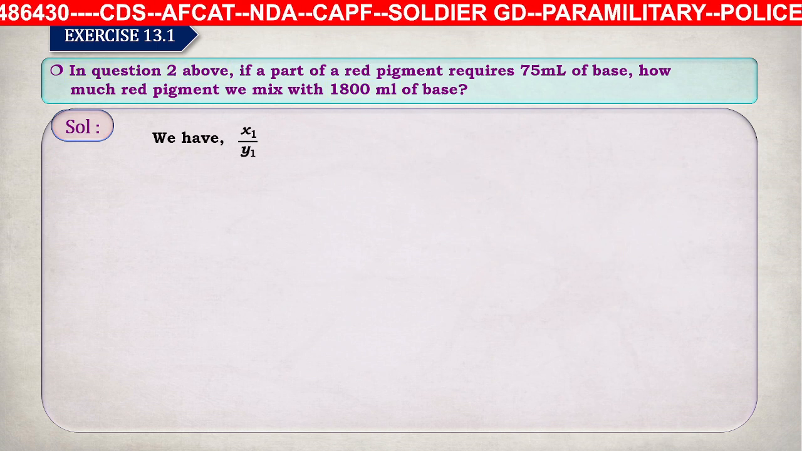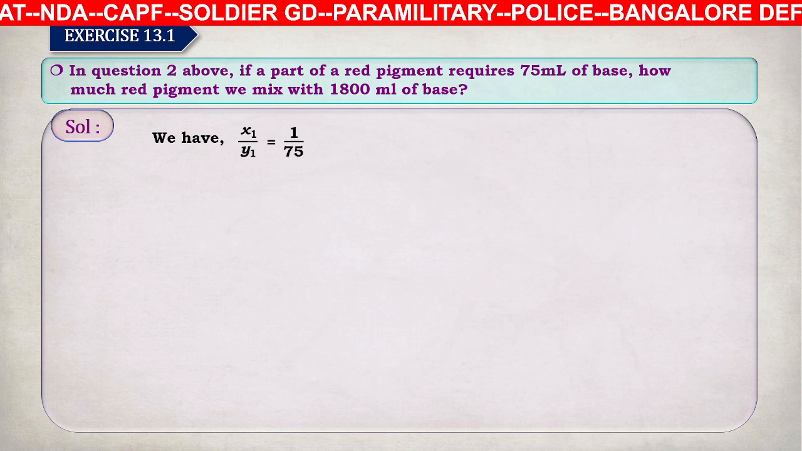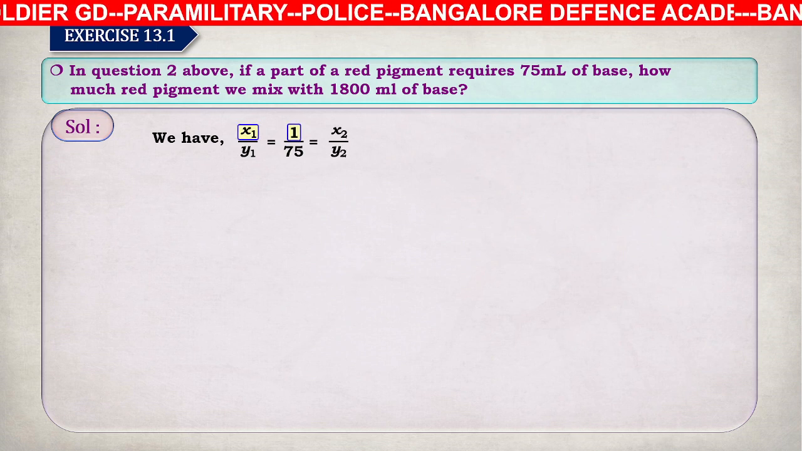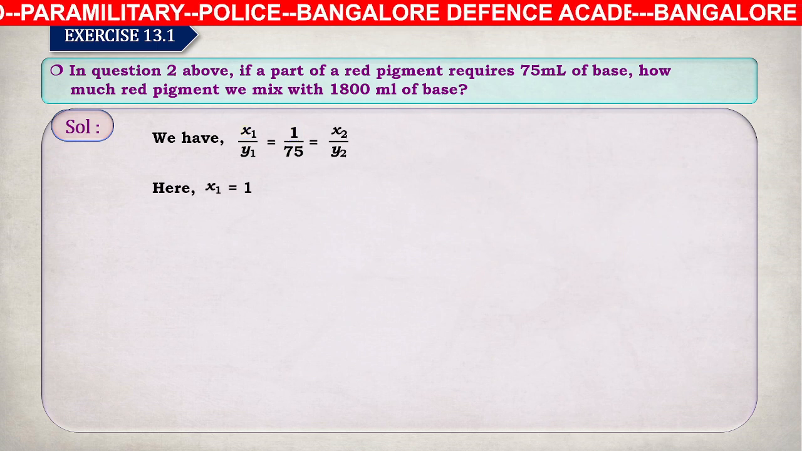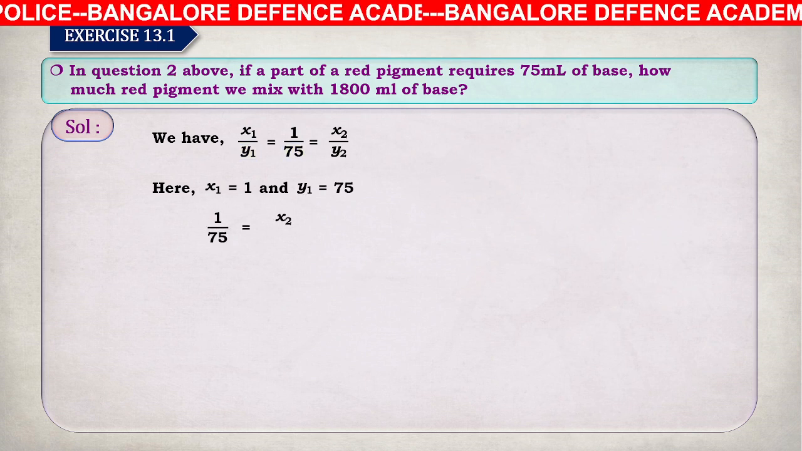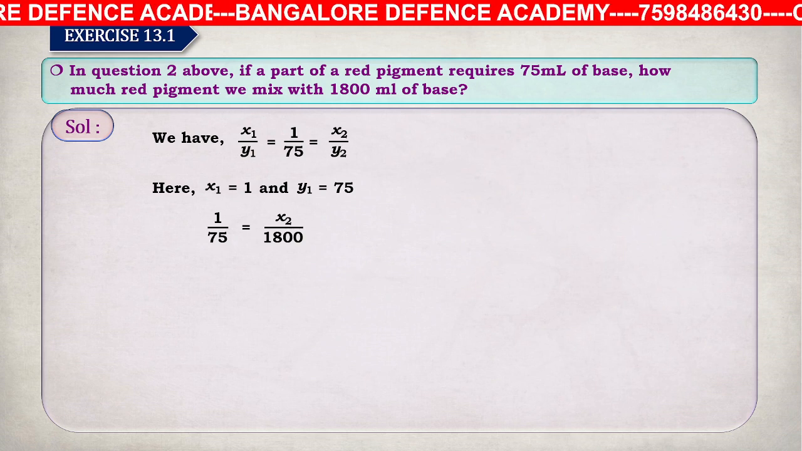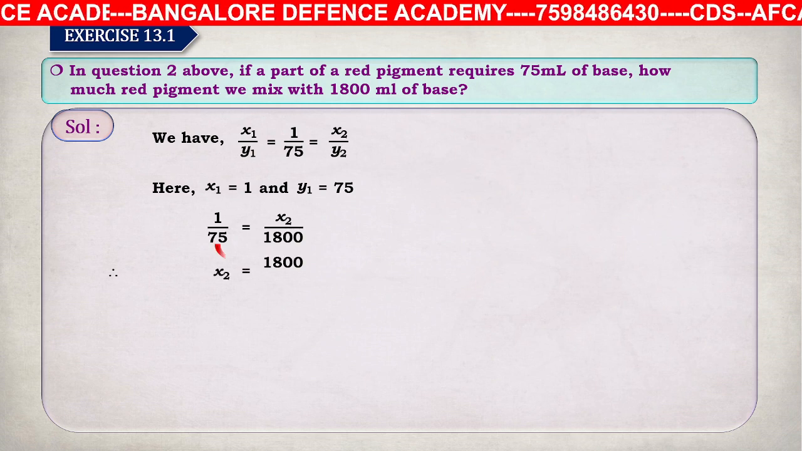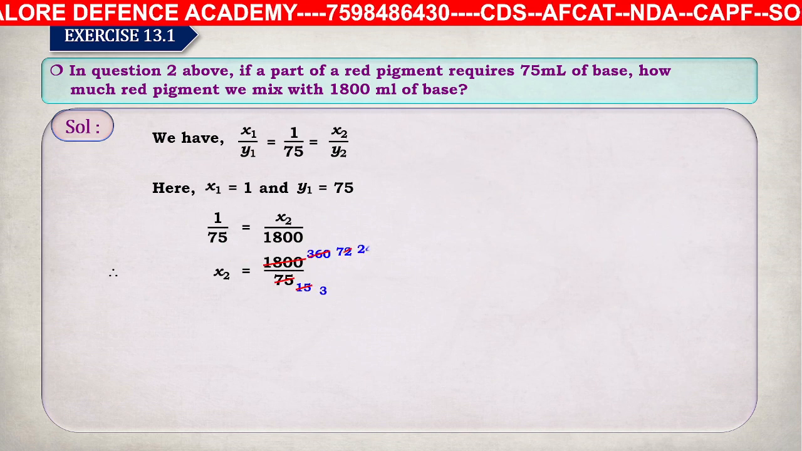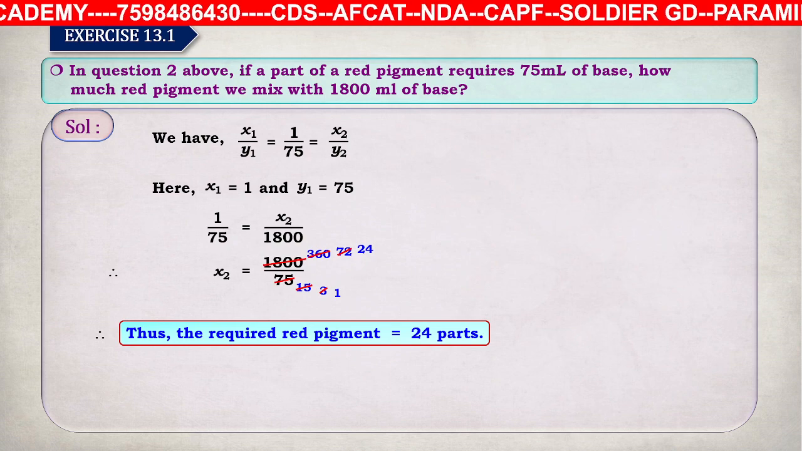So now we have to calculate x1 by y1 is equal to 1 by 75. And here the base is given. So that is x2 by y2. So now x1 is 1 and y1 is 75. x2 you don't know, y2 that is the base is given 1800 ml. So when you cross multiply this, you get the answer. The answer is 24. Thus the required red pigment is 24 parts.